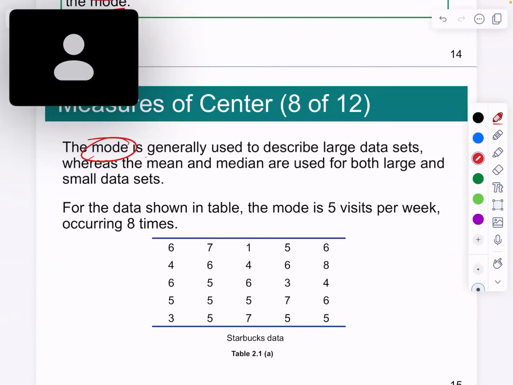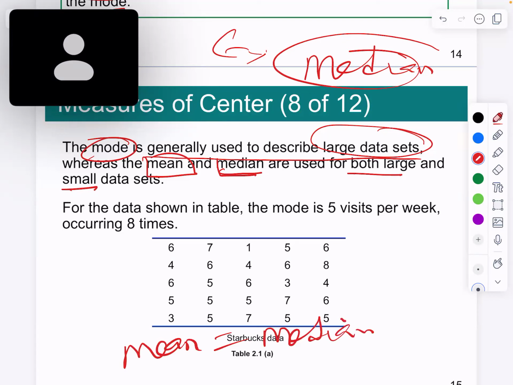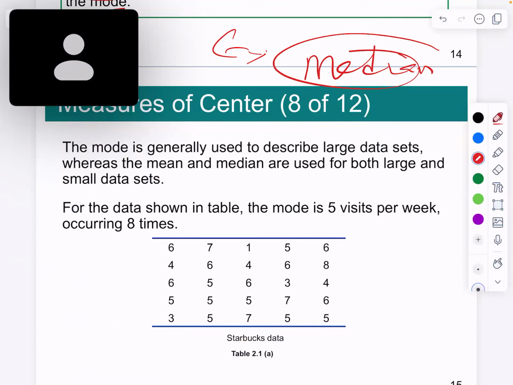Mode is generally used to describe large data sets, whereas mean and median can be used to describe both large and small data sets. Does it make sense? If you have extreme values in your data, it is preferable to use the median rather than the mean. And when the mean of your distribution equals the median, then you have what is called a symmetric distribution.